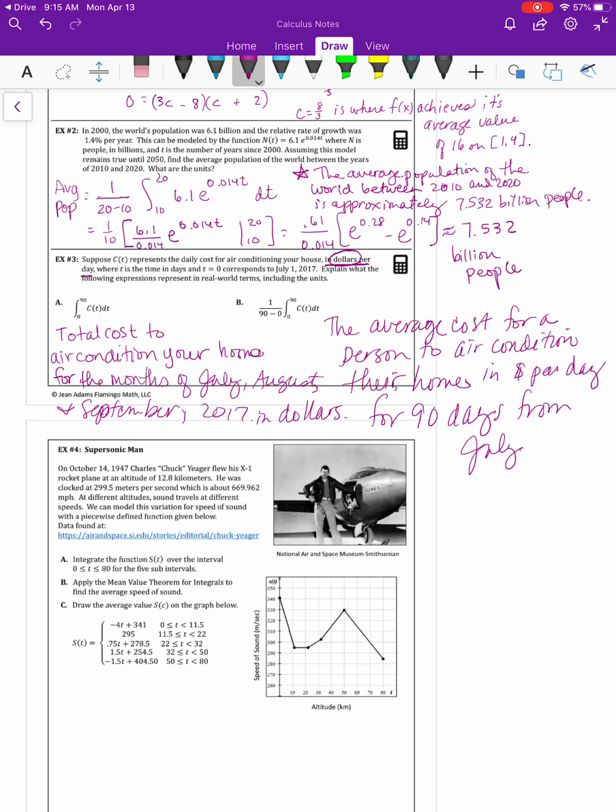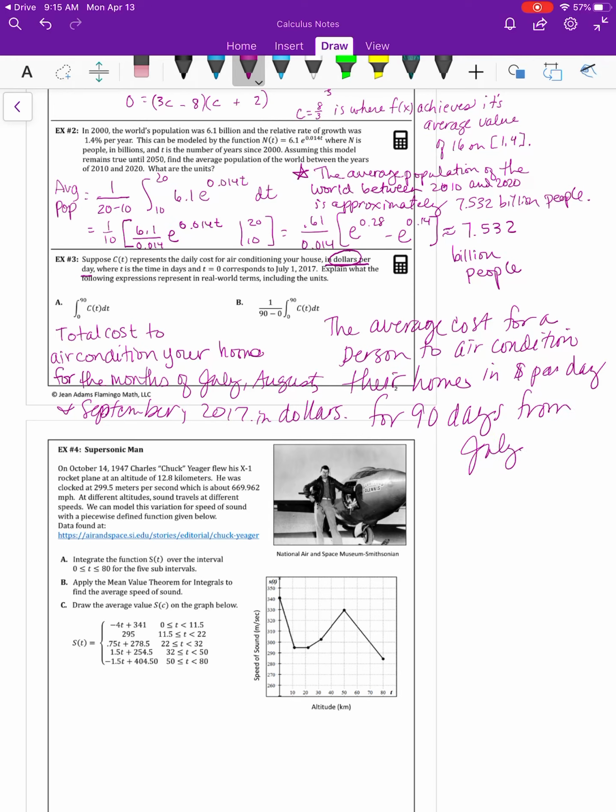And if you put that in your calculator, you should get 2987.5. And then the next piece of it is from 32 to 50. And for that one, we have the integral of 1.5t plus 254.5 dt. So when we integrate, 1.5 divided by 2 t squared plus 254.5t from 32 to 50.